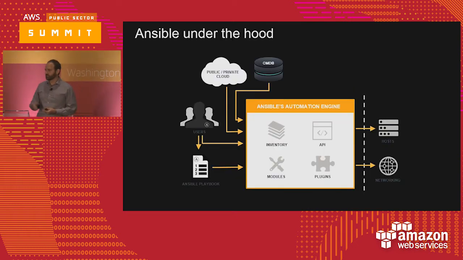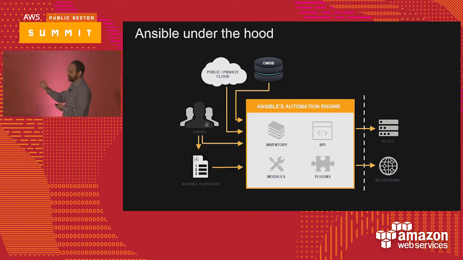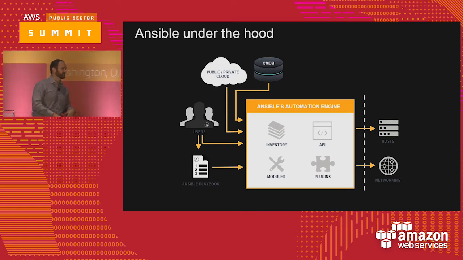The way Ansible works is you have these playbooks that specify the end state that you want to achieve with the infrastructure. And then you take these playbooks and you run it against an inventory. And this inventory can be out of a flat file. It can be your instance list out of AWS. It could be whatever database you have.